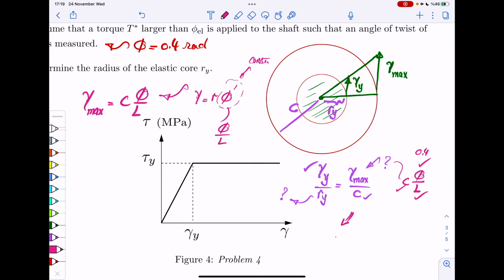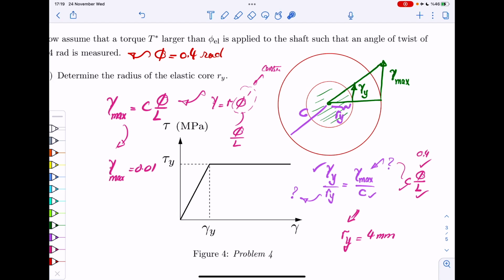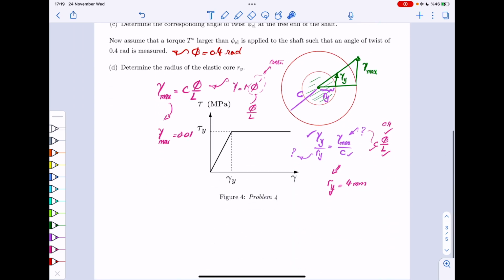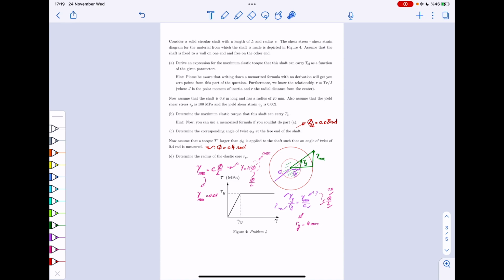And then if you just calculate that, your radius of the elastic core would be 4 millimeters. Also, just for the fun of it, gamma max, if you wanted to calculate it, in this case would be 0.01. So shear strain here is 0.01. Here it is obviously less. It's your yield strain, which is also given. So it's 0.002. It's 5 times smaller. All right. So this is the third and the last exercise for today.